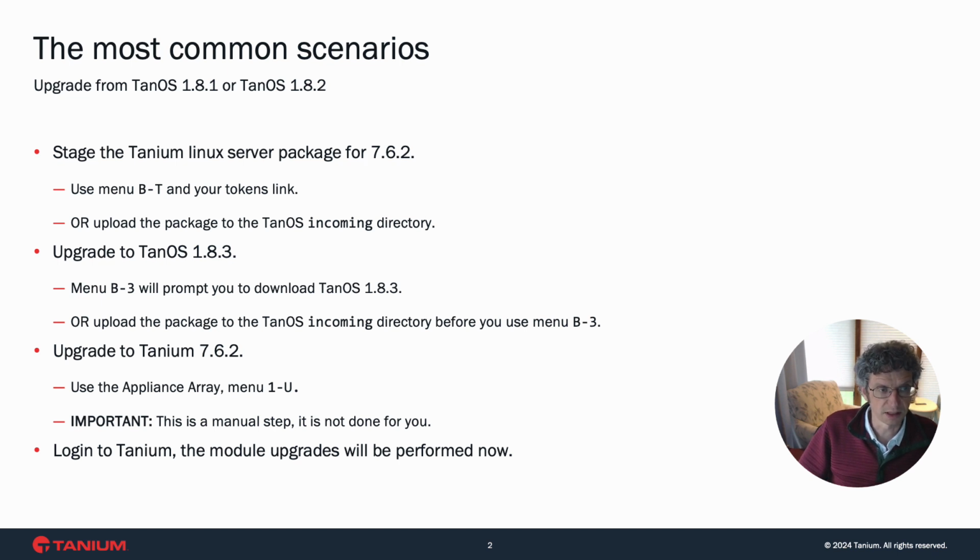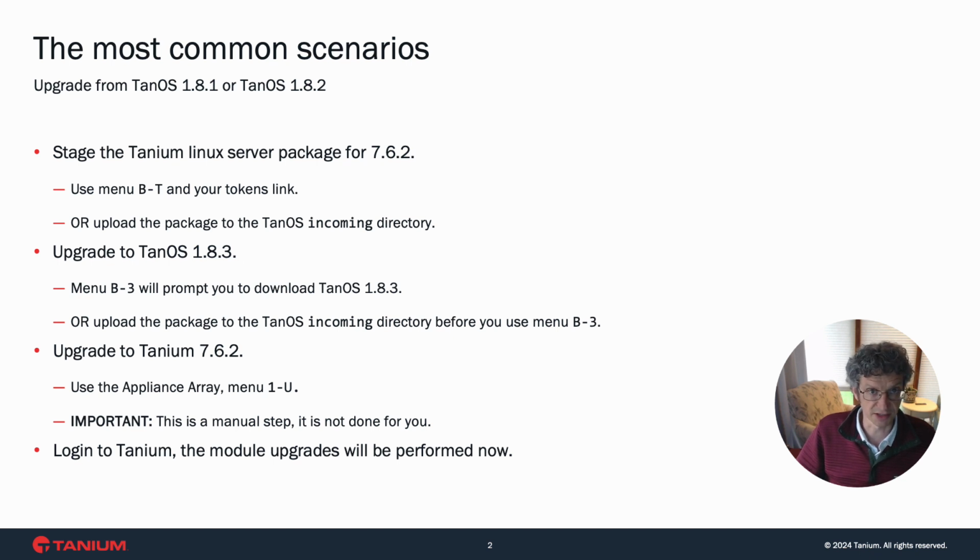I'm going to start by covering the most common scenarios that customers will encounter for the upgrades to the semi-annual release. The first scenario is if you're upgrading from 10OS 181 or 10OS 182. In this situation, it's pretty straightforward. You're first going to want to stage the Tanium Linux server package for 762. So the Tanium Support Center will be able to send you a tokens link for this particular package. You're going to use menu BT to download the package via the tokens link that they provide to you.